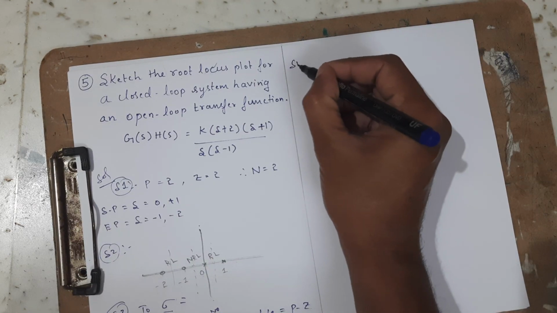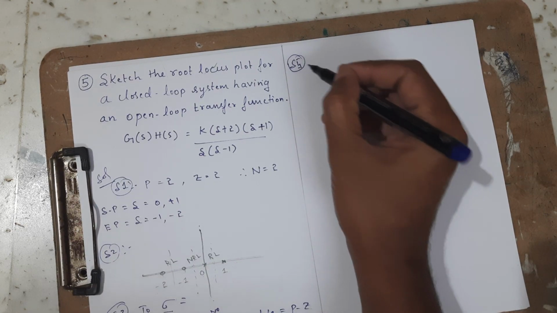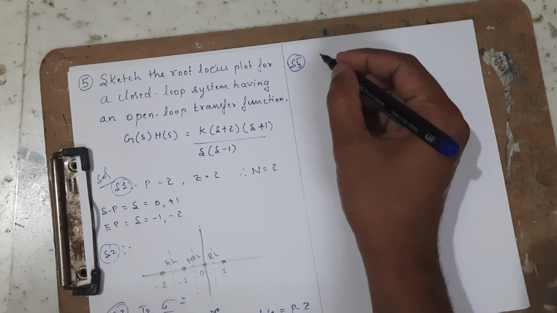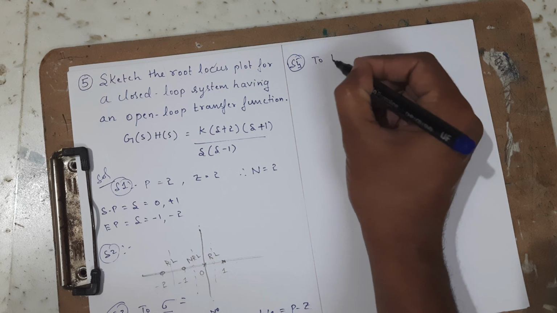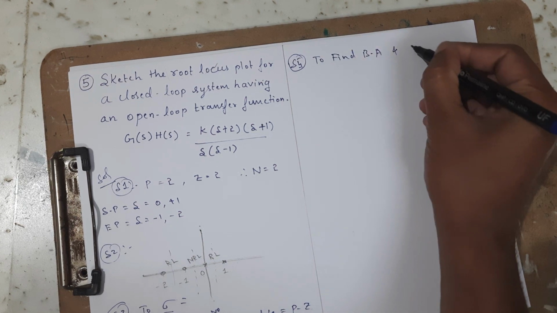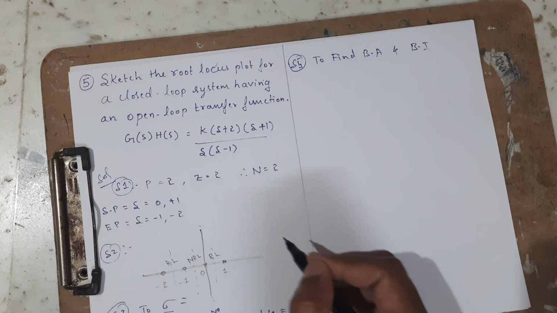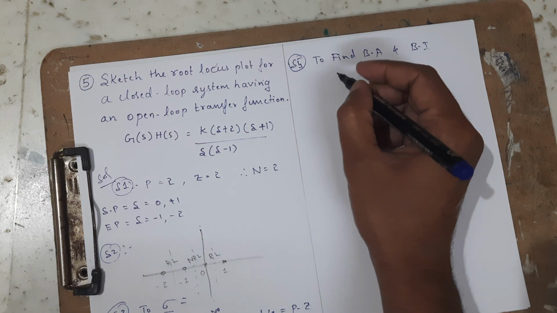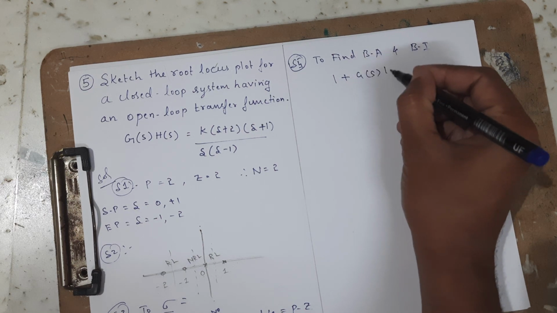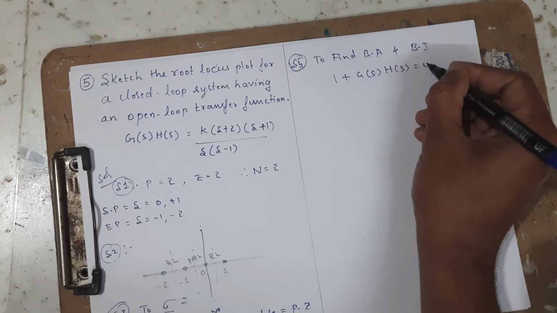Okay, so next one, step number 5, to find out breakaway and break-in points. How to find out? For that we need to consider the characteristic equation. 1 plus G(s)H(s) is equal to 0.